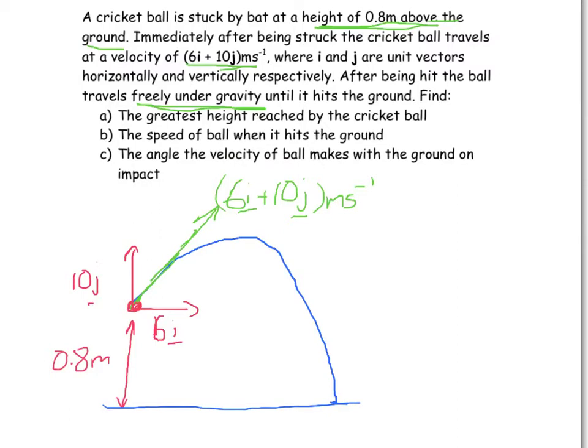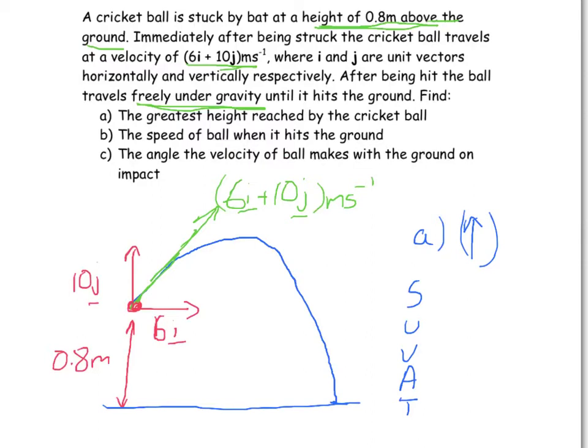Now, that's all the information we know in our diagram, and the first thing we're asked to do is to find the greatest height reached by the cricket ball. So that means the greatest height here to the floor there, and to do that we're going to use suvat in the vertical direction. If we write down the parts we know, we can find out what the distance is from when the cricket ball was hit to the top, and then what we need to do is add on the initial 0.8 metres it is above the ground.